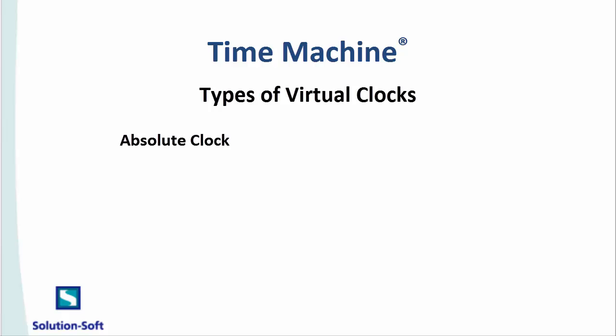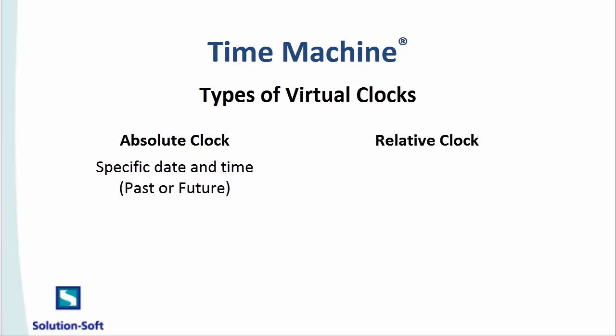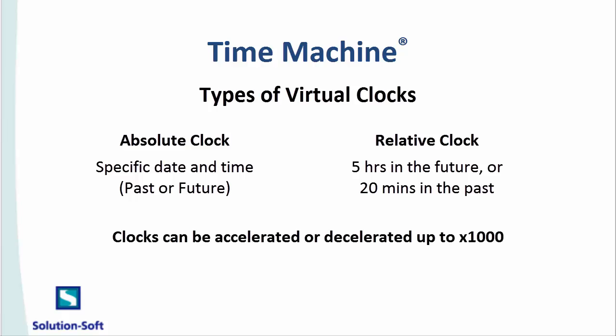We can set an absolute clock that goes to a specific date and time, either in the past or the future. We can set a relative virtual clock, 5 hours in the future or 20 minutes in the past. These clocks can be accelerated or decelerated up to 1,000 times faster or slower than the system clock. And we can go to any time zone around the world as our virtual clock.